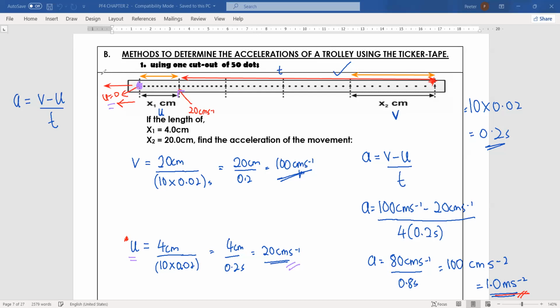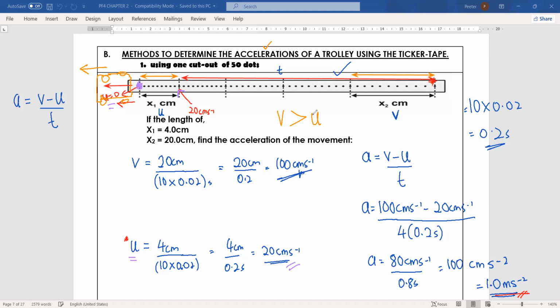So let's say the trolley is attached here. The trolley is here. Okay, now. So the trolley is moving in this direction. Why? Because they say this is an acceleration. In an acceleration, the velocity must increase over time. So how do we know velocity is increasing? See, for the first 10 dots, short, then getting longer, longer, longer, and longer. So the final velocity must be higher than the initial velocity if you want to calculate acceleration.